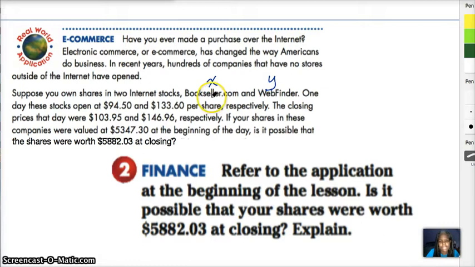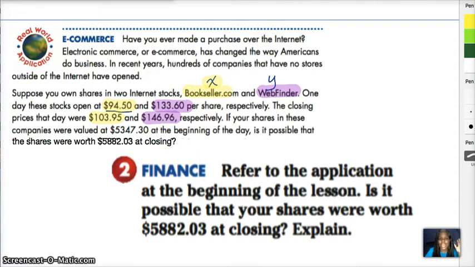So we've already established that X and Y are the number, not the value, of the shares. If I said that earlier, my bad. They're the number of shares that you purchased. We know the value of the share in the morning. Bookseller, we're going to highlight. That's X number for Bookseller, and the value of one of those shares would be $94 and some change, and at the end of the day it's that. And then let's do the other one, Webfinder. The value initially is $133 and some change, and then finally it's $146.